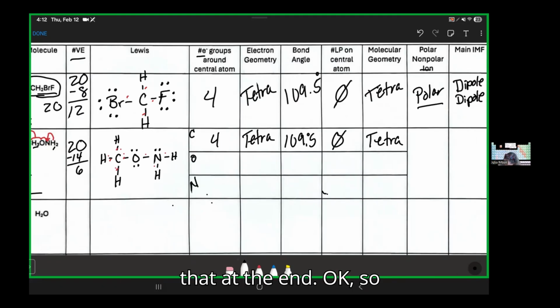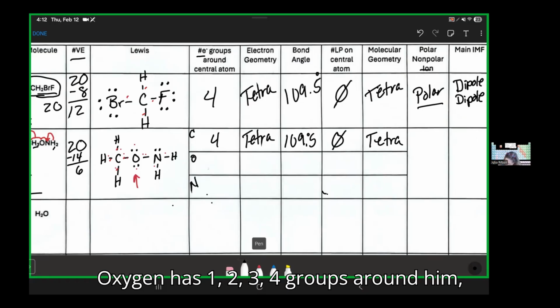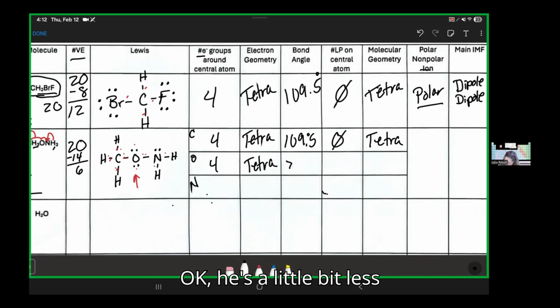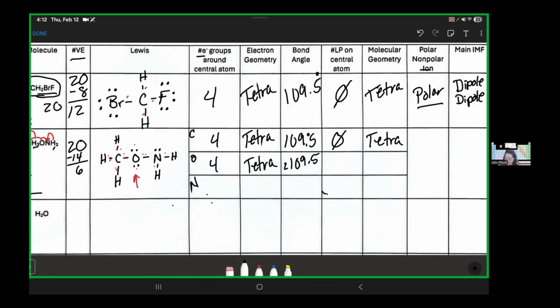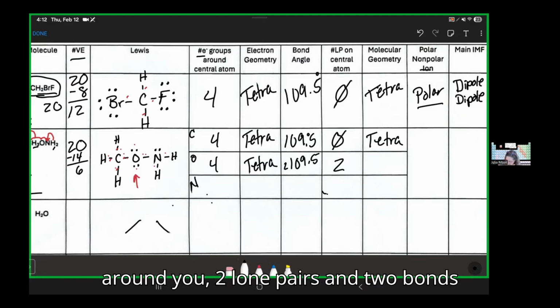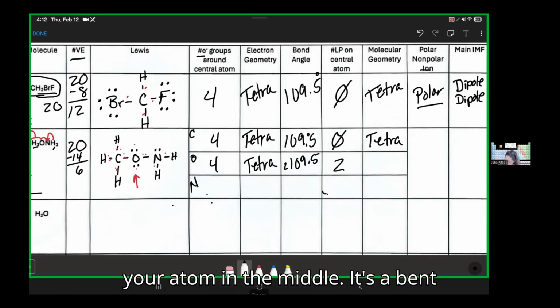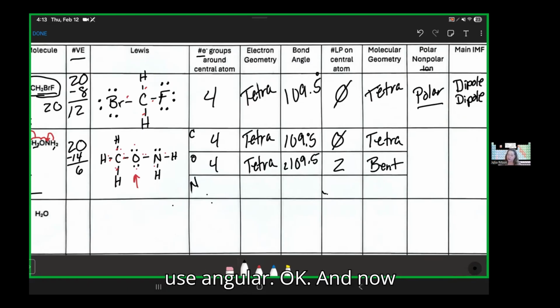Now we look at oxygen here. Oxygen has 1, 2, 3, 4 groups around him, so he's tetrahedral in electron geometry. He's a little bit less than 109.5, if your instructor uses that, because he's got the 2 lone pairs. If you look at that sheet, 4 groups around you, 2 lone pairs and 2 bonds is a bent molecule, right? You've got your atom in the middle. So my molecular geometry is bent or angular. Your instructor might use angular.